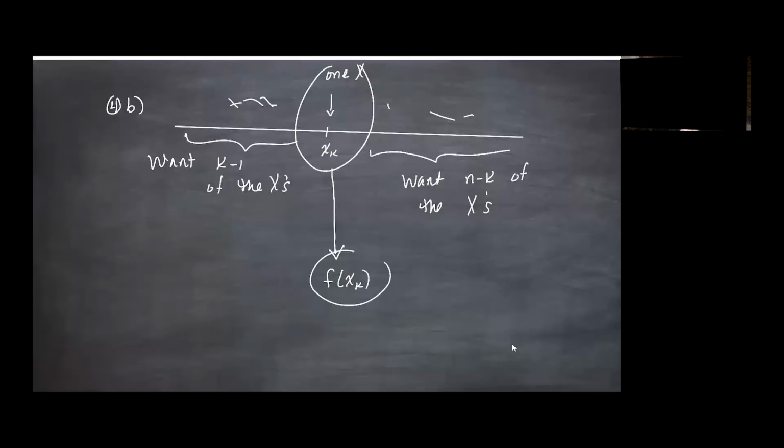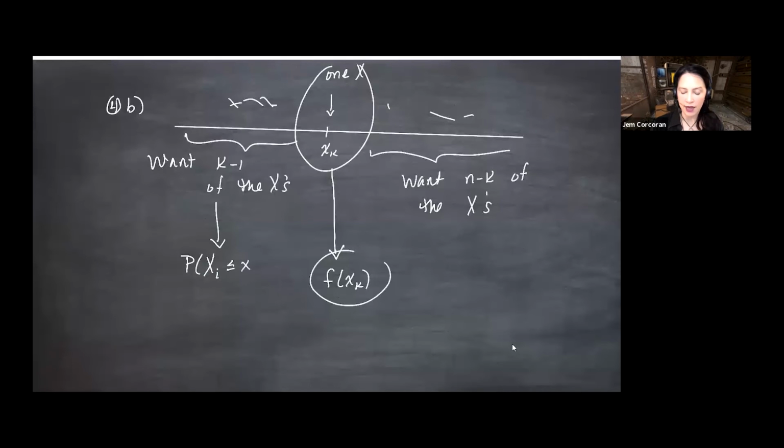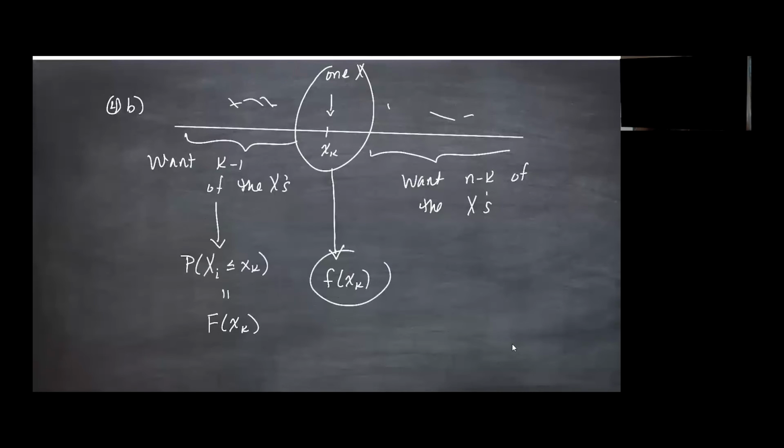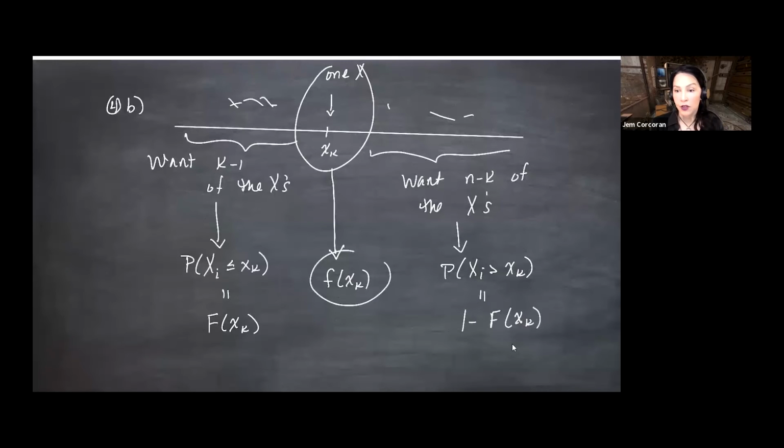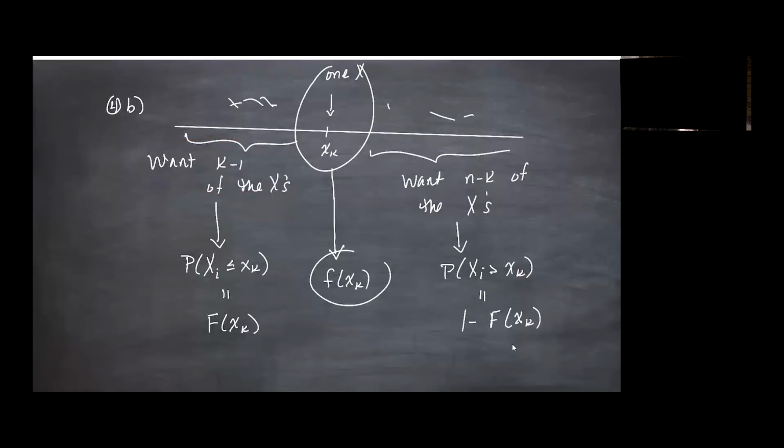And then the probability that any one of these guys is down here is going to be the probability that any x is below xk, and that is F of xk. And the probability that any one is up here, that's the probability that an xi is greater than xk, and that is 1 minus F of xk. So you can see from the problem that you have k minus 1 down here, so you're going to get this guy k minus 1 times, and you have n minus k up here, so you're going to get this guy n minus k times.